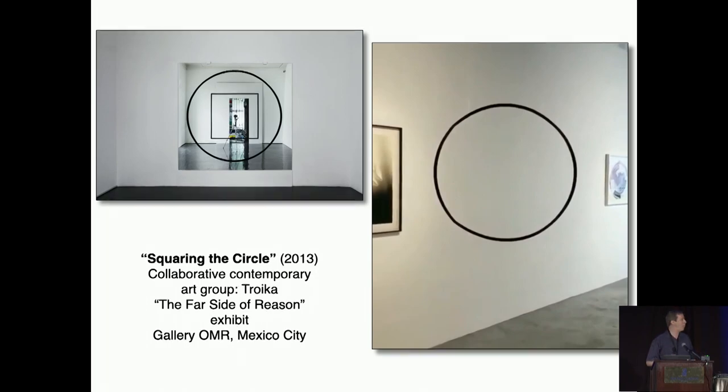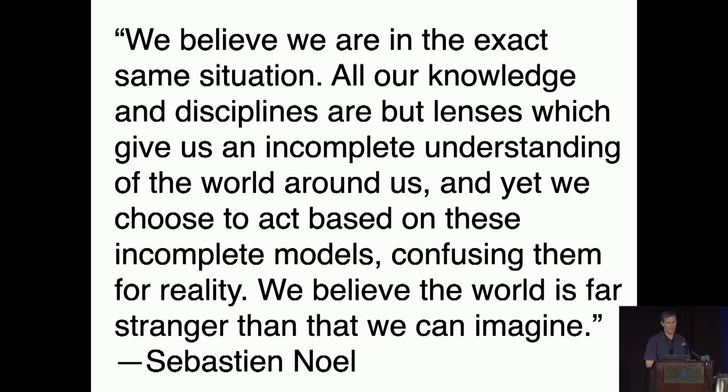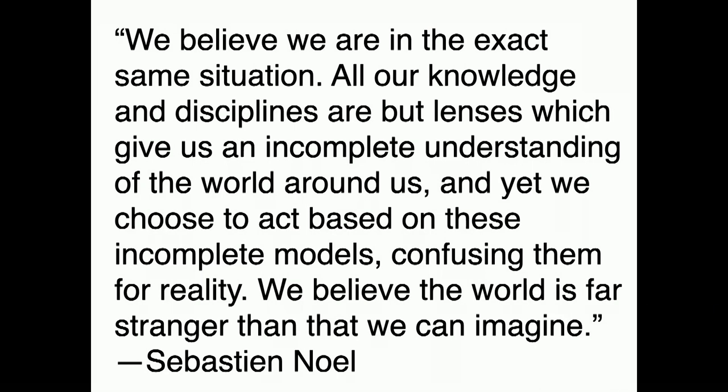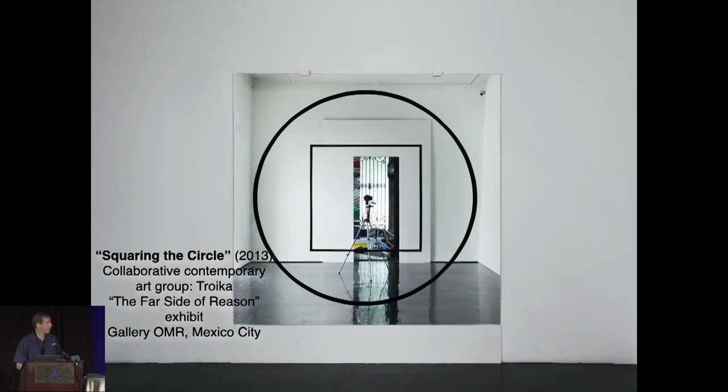So I reached out to them at one point because I wanted permission to use this photograph, and they wrote back and talked about what their inspiration was, and they said that they were inspired by Flatland and in particular, observing a spherical deity as a circle. And one of the artists said, we believe we are in the exact same situation. Our knowledge and disciplines are but lenses which give us an incomplete understanding of the world around us. And yet, we choose to act based on these incomplete models, confusing them for reality. We believe the world is far stranger than we can imagine. And so that was my goal, to figure out how to make these.